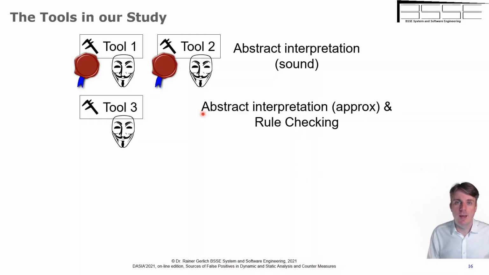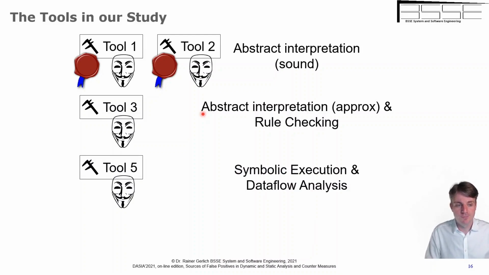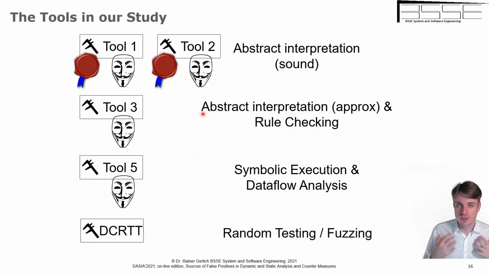Another tool also uses abstract interpretation, but without this property of being sound. It's simply keeping back some reports in order to reduce the amount of false positives that may occur. Our tool number 5 is a symbolic execution tool, and that essentially is testing, but with symbolic values instead of concrete values. And finally, we have an actual testing tool, which is our own tool, DCRTT, which is using random testing or fuzzing to look into the code. So we have one dynamic analysis tool in here, which is DCRTT, and 4 static analysis tools.